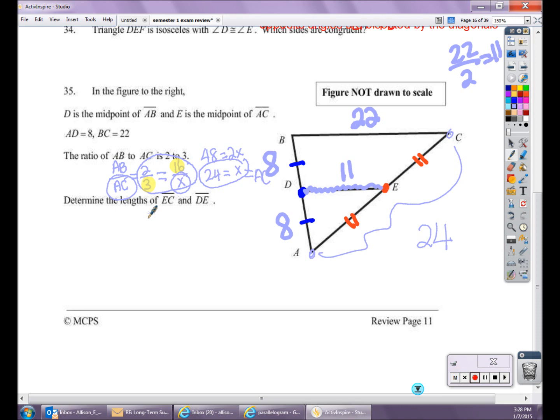Determine the length of EC. Well, that's easy. It's just half of 24, so that's 12. And DE, I already figured that out. It was half of 22, which is 11. So EC is 12, and DE is 11. And I think that's it.